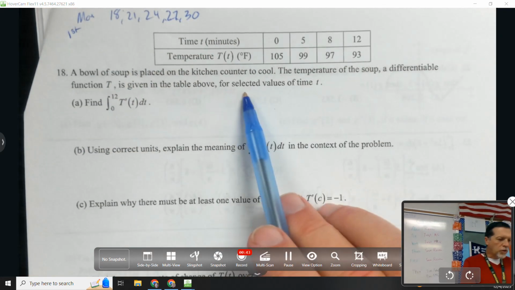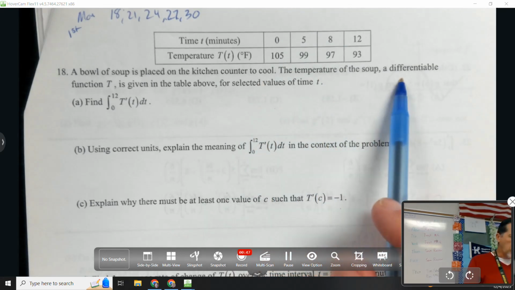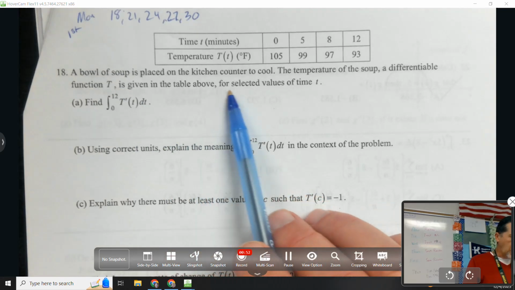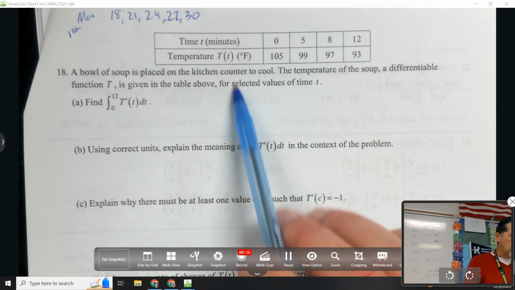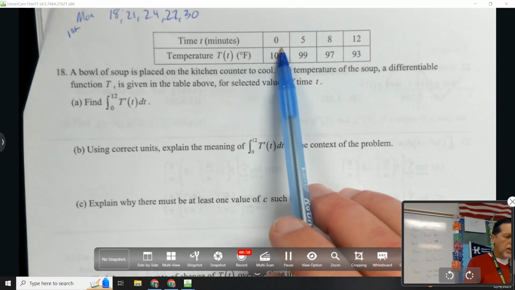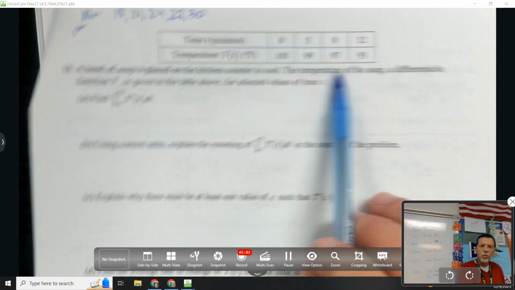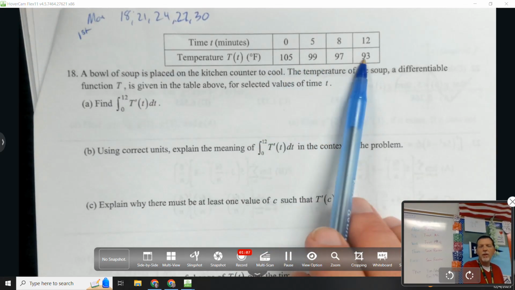All right, a bowl of soup is placed on the kitchen counter to cool. The temperature of the soup, a differentiable function t, is given in the table above for selected values of time t. Okay, so the soup starts at 105 degrees. It's going down. That makes sense. So it's cooling off. We don't have a function to think about. We just have this table of values.